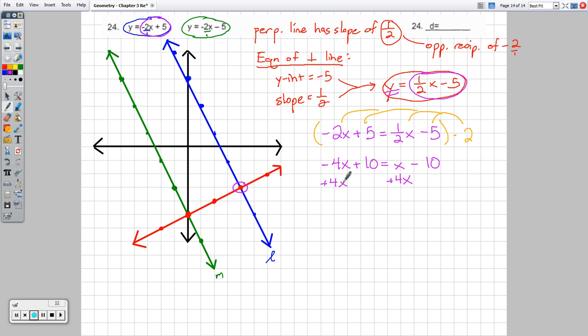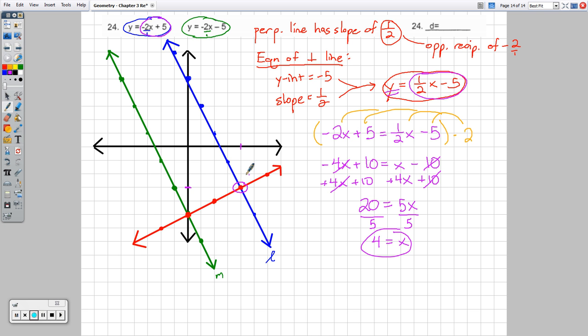And so if I added 4x and added 10 to both sides, that would cancel there, that would cancel there. 20x equals 5x, and then divide by 5, I would have that x equals 4. So that's what I thought. I thought it was out here at 4. And then let's just make sure that the y value is right there at -3.